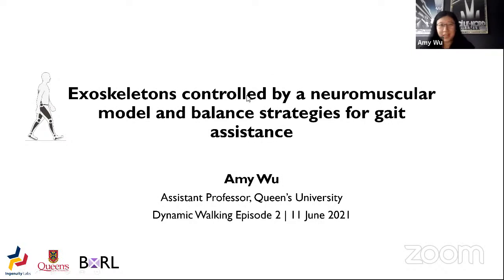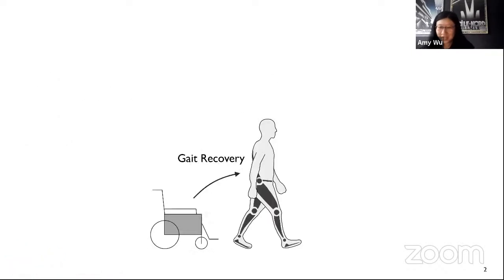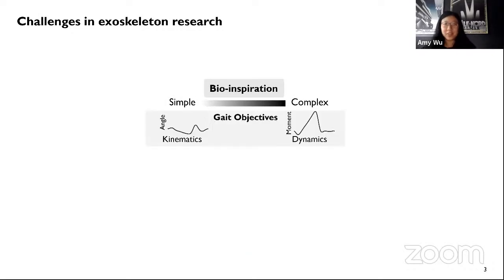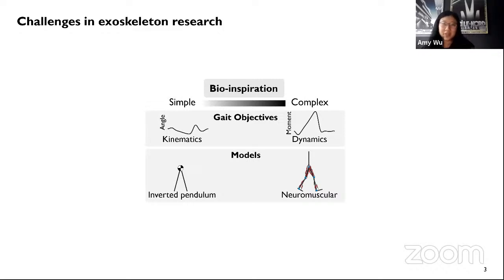So I think as Katie nicely introduced, exoskeletons are one really nice way to help with gait recovery, but there's a whole host of challenges and problems when trying to define how we control people and to interact with the exoskeleton and with the human. So some of the challenges could be what level of bioinspiration is needed, from something that's simple to something that's complex. For instance, is it enough to just recreate kinematics, or do we need more of the dynamics part of it? Is the underlying basis of the model something like a simple inverted pendulum, or should we add muscles into it?